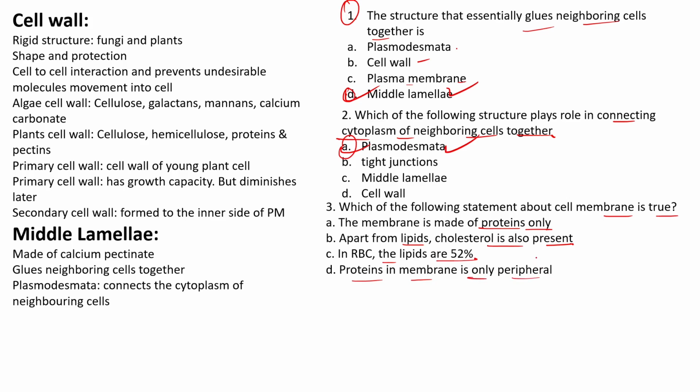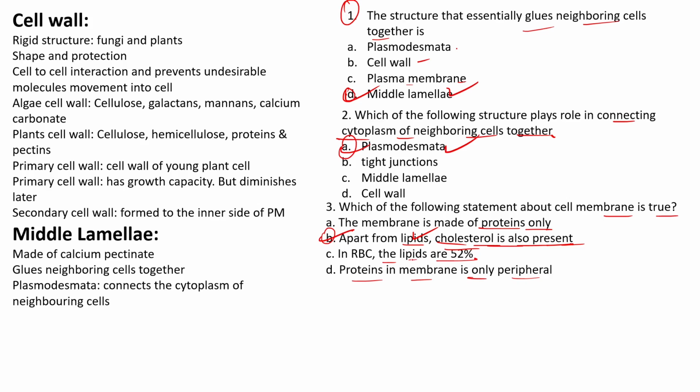Which of the following statements about the cell membrane is true? Apart from lipids, cholesterol is also present. Of course, proteins are also present, but when we consider the lipid category, apart from lipids, even cholesterol is also present. Cholesterol is the starting material for the synthesis of the lipids. Hence we can say that B is our right answer.